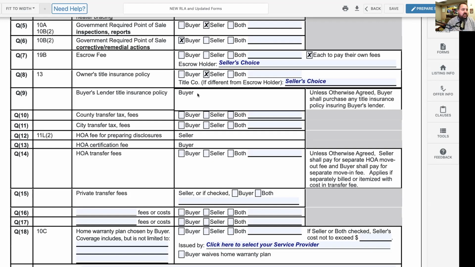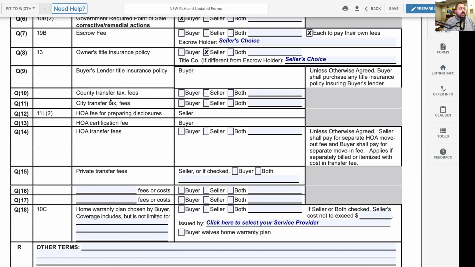That's it. That's what that's for. Okay. The county transfer tax fees, same thing. The norm is it's the seller, and most sellers are okay. They understand that they have to pay it.